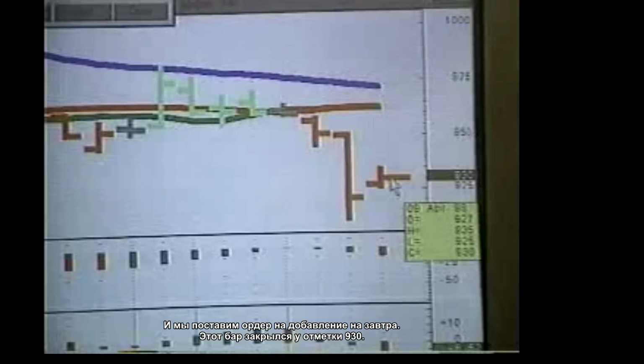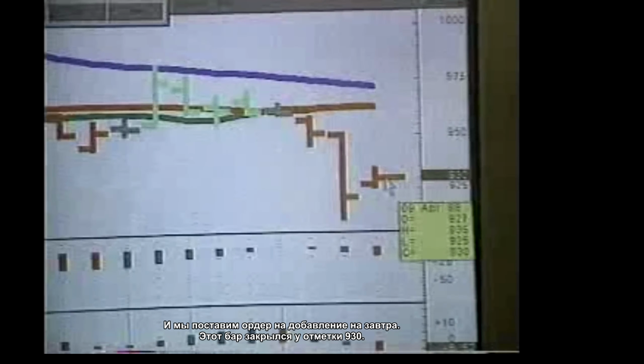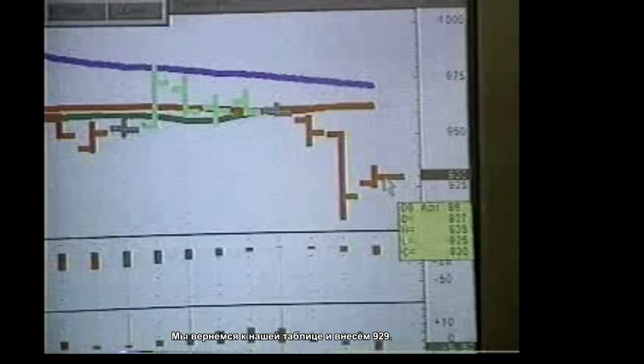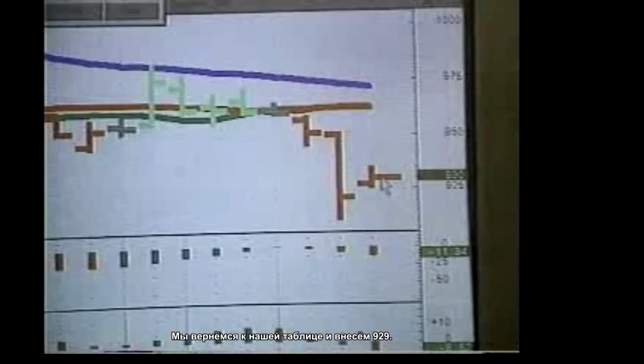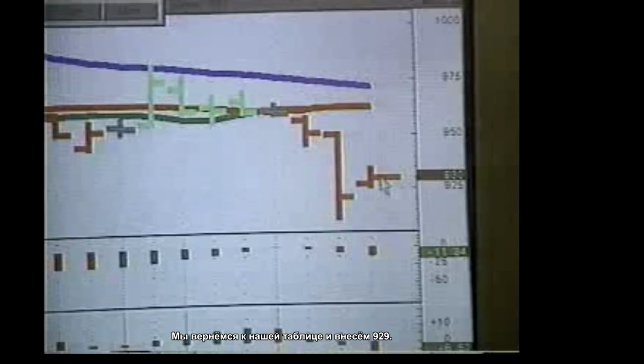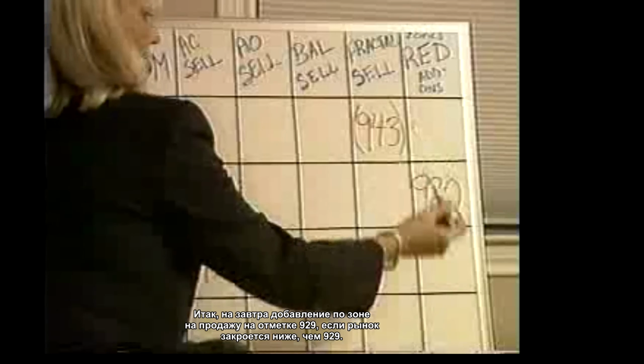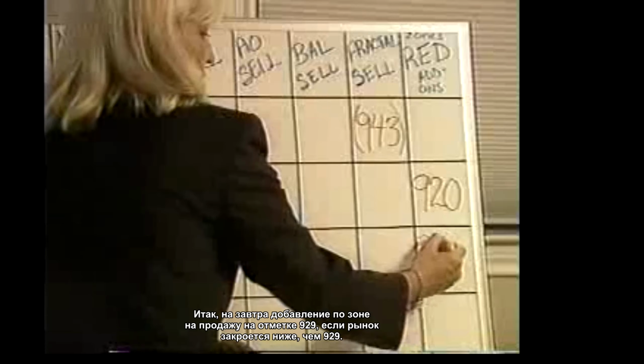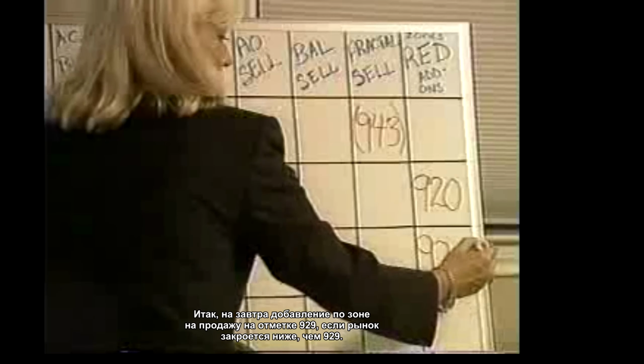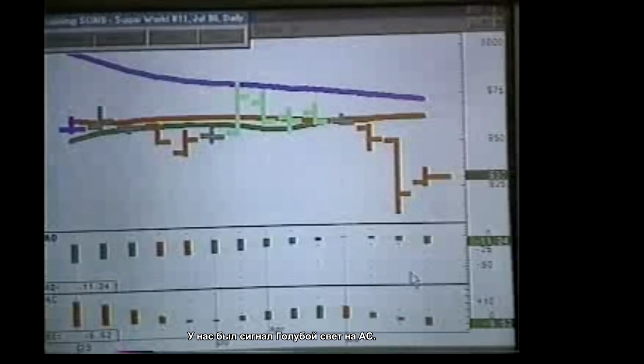And the close of that day's bar is 930. So we're going to go back to our chart and we're going to fill in 929. Okay, so we have a 929 zone add-on sell for tomorrow if the market closes lower than 929. Now, I think we should go back to the chart and see if we're missing anything else and get our stop.